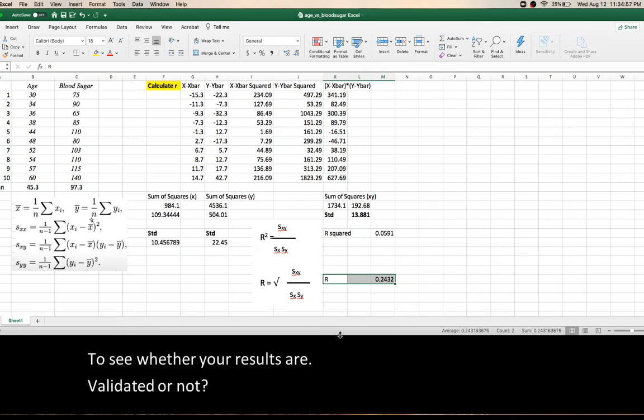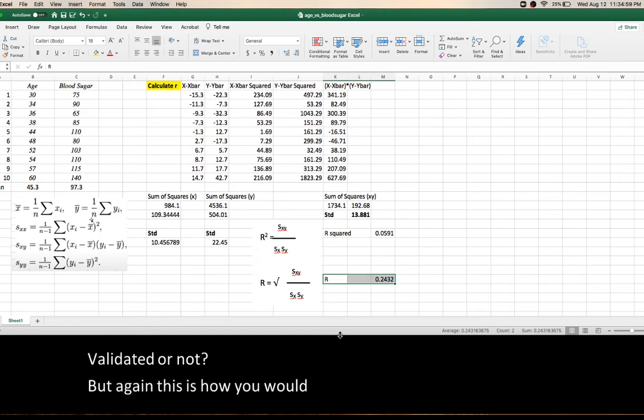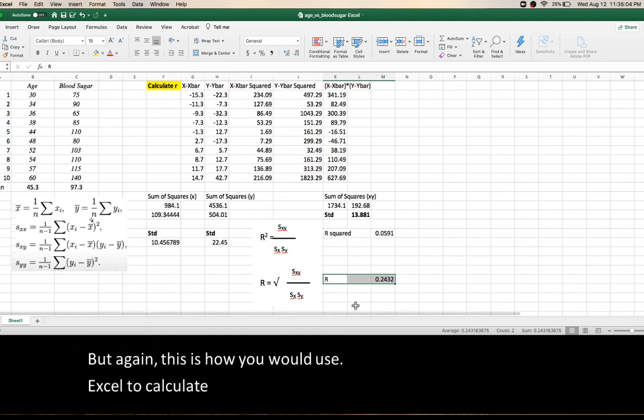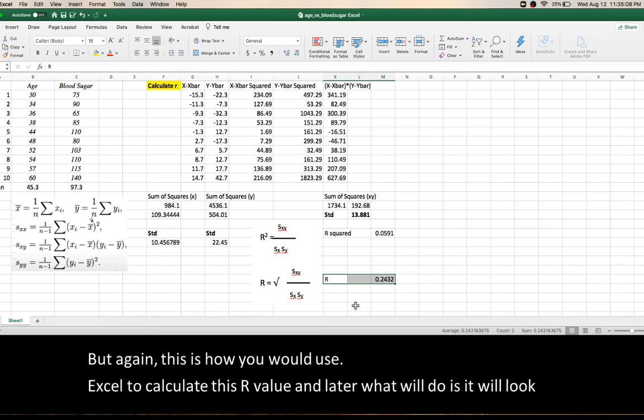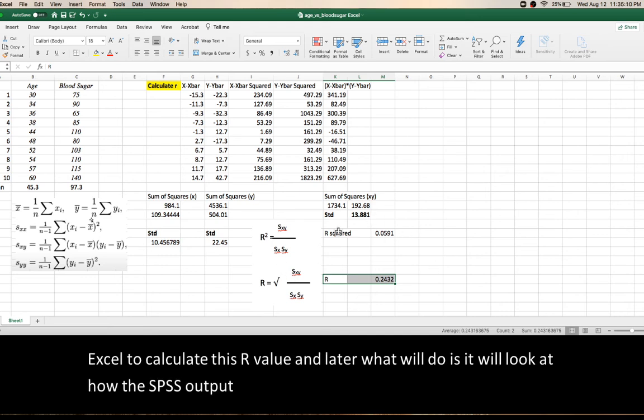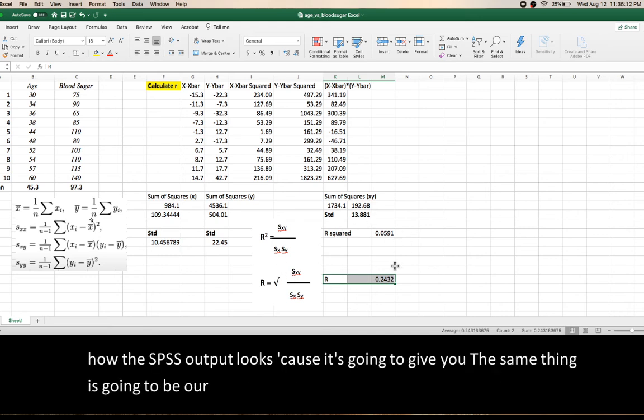But again, this is how you would use Excel to calculate this R value. And later what we'll do is we'll look at how the SPSS output looks, because it's going to give you the same thing. It's going to give you R squared, it's going to give you R, etc.